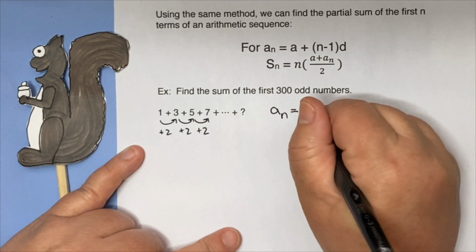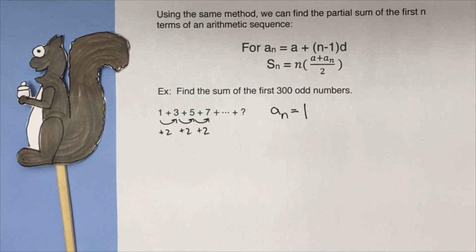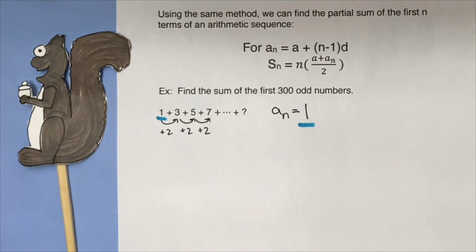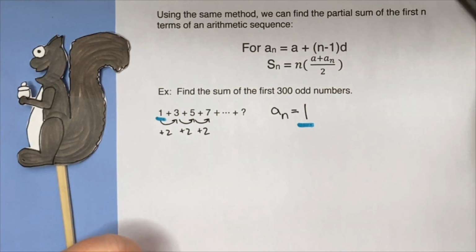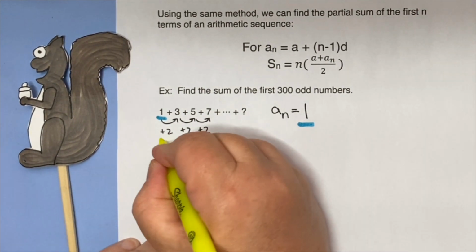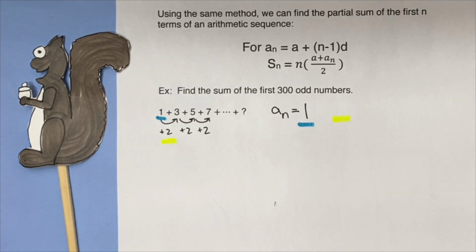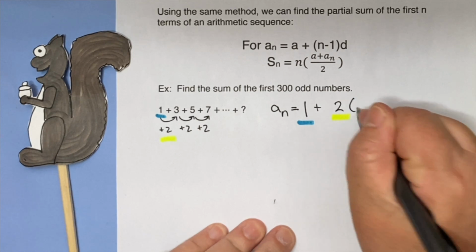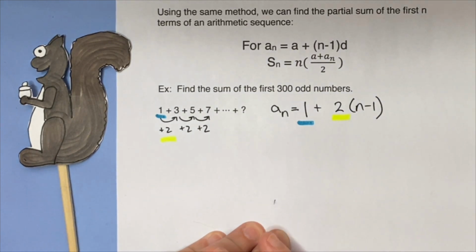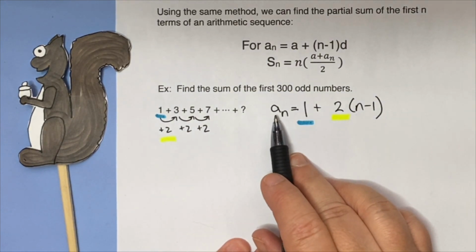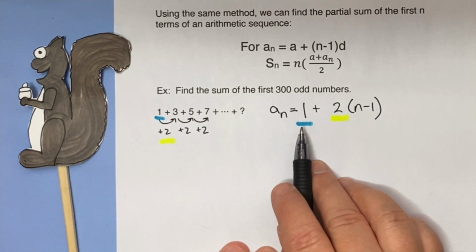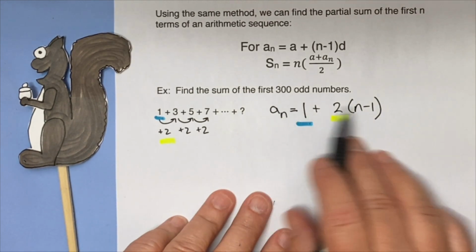So this is an arithmetic sequence. We start with 1, that's our blue, and then our difference, in yellow, is 2, so we're going to get 1 plus 2 times n minus 1. This is our formula for our arithmetic sequence of odd numbers.